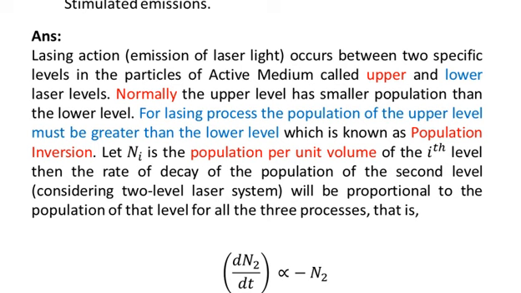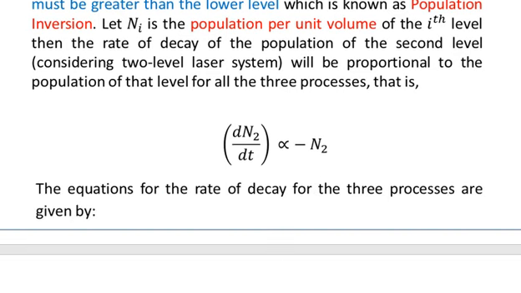Let Ni be the population per unit volume of the ith level. Then the rate of decay of the population of the second level, considering a two-level laser system, will be proportional to the population of that level for all the three processes. That is, dN2 over dt, the rate of change of the population in level 2, is proportional to minus the population in that level. This negative sign means that we are talking about the rate of decay. So the rate of decay of the population in level 2 is proportional to the population in that level.